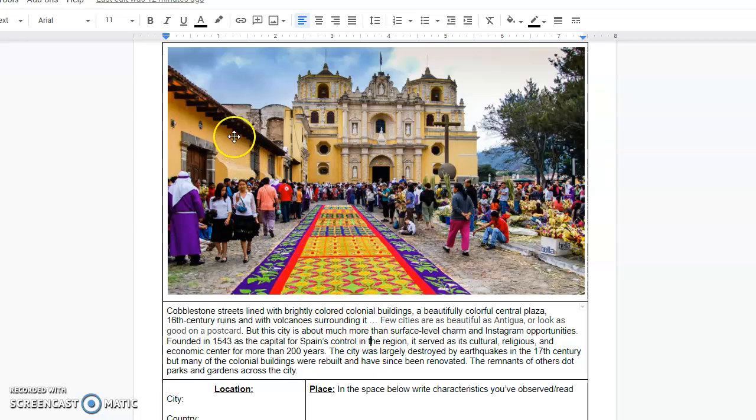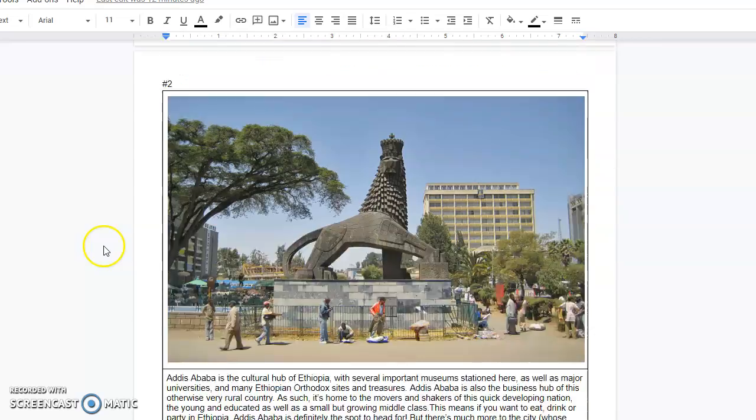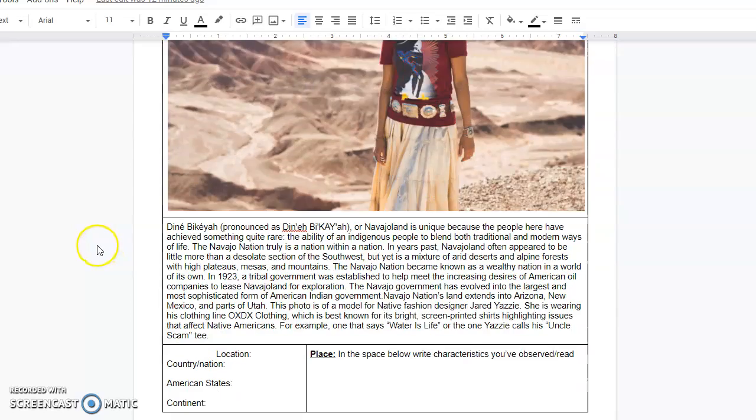And then take a look at the buildings, what people are wearing, what's around them. What are the characteristics of this place? And that all goes in here. I would expect this box to be relatively full. Try to think of at least 5-6 things for each. And then you have 1, 2, 3, and 4 to go through.